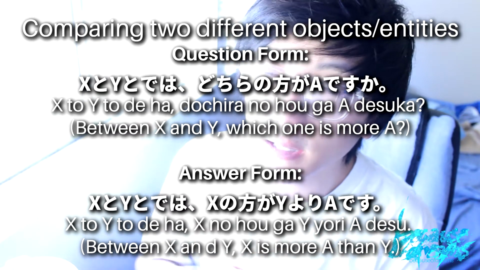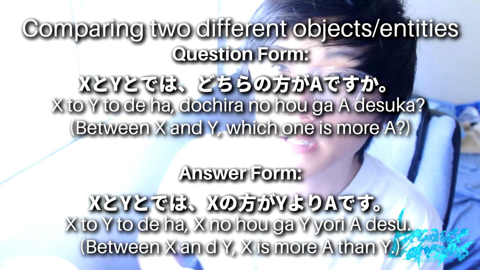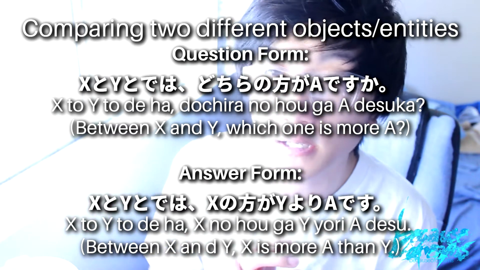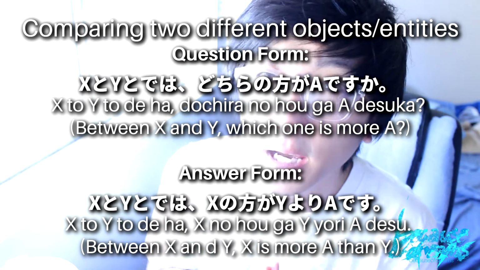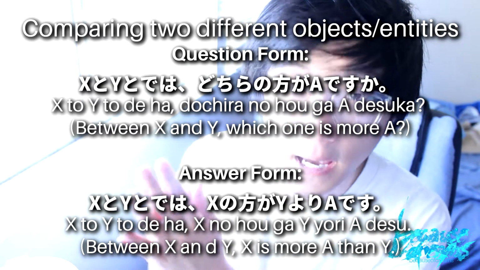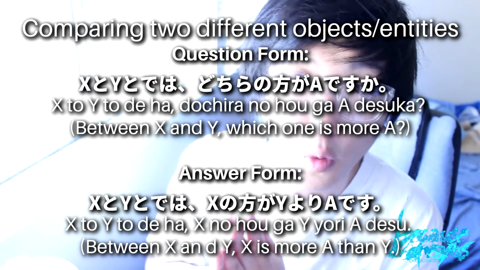So you may have noticed that the format that I just said right now is actually an interrogative sentence because of the particle ka at the end to indicate that it is a question. So basically what that translates into is between X and Y, which one is more A?